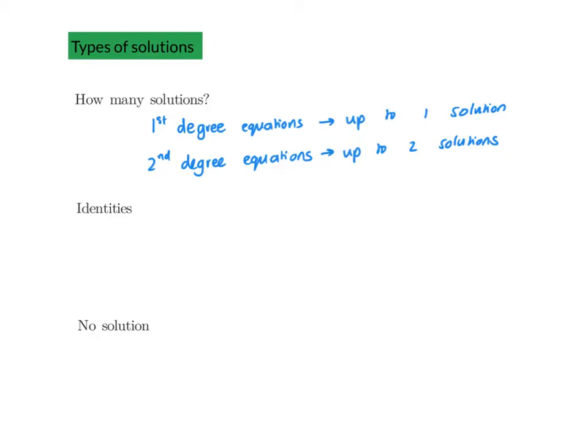Which brings us to discuss identities. Now, identities are situations that are always true no matter what x is or no matter what my unknown is. So, for example, if I had 2x plus 5 is equal to 2x plus 5. So somehow I've solved the equation, I get 2x plus 5 is equal to 2x plus 5. Surely any value for x would be true, so I could say x is an element of the reals.